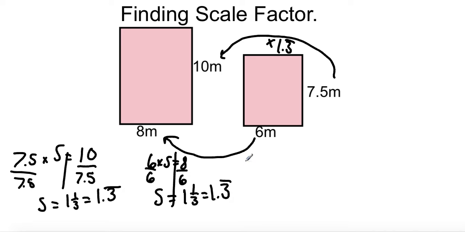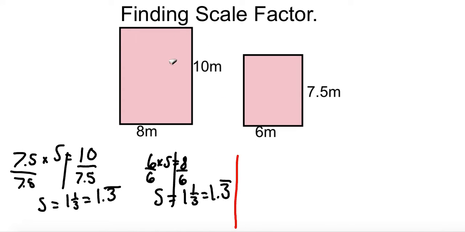Now this is only my scale factor going up. You notice that both my scale factors are the same, so I know that these are similar, and that my scale factors are each larger than 1. Now when I scale factor going down, it's a little bit different. So I'm going to erase this so that there's less confusion.